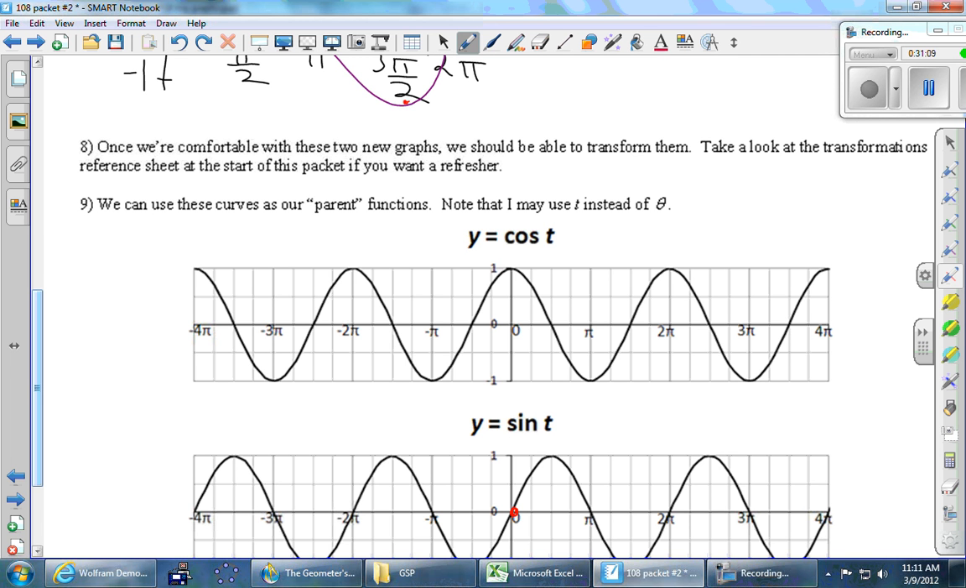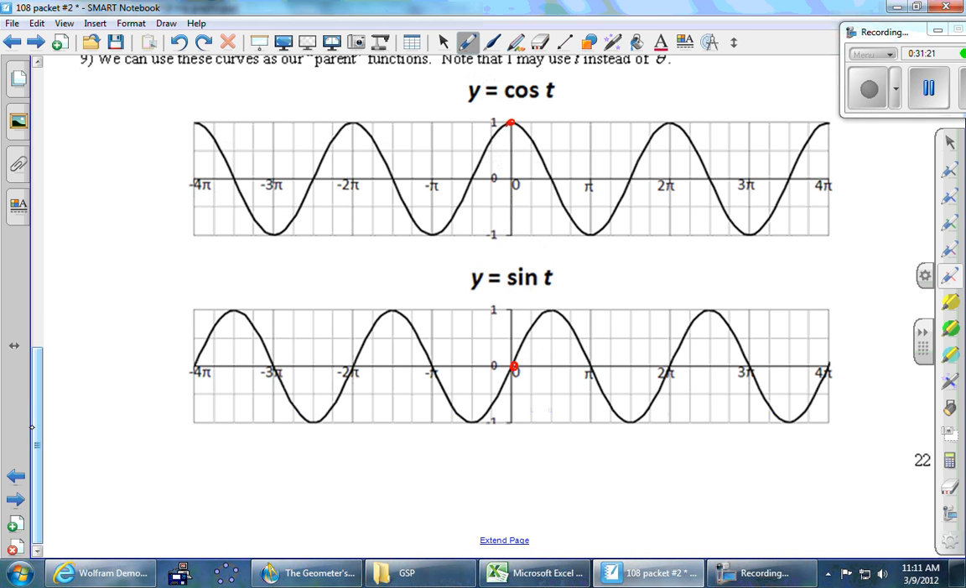And where does cosine start? It starts up at 1. That's all that I know about graphing sine and cosine. And then I just draw the same thing, up, down, up, down. Okay, so let's see if we can't transform these guys to come up with new functions.